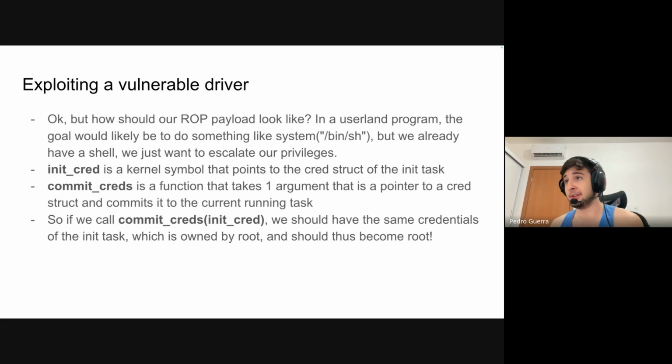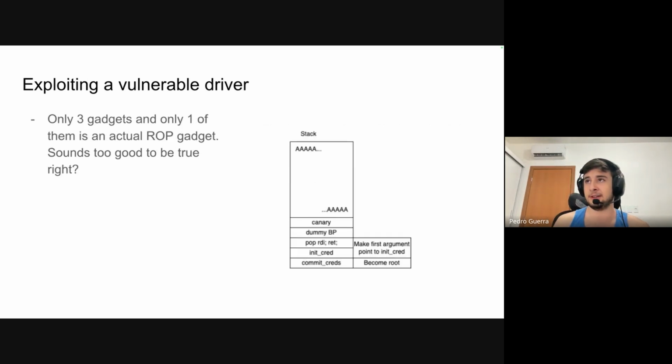And then we have to know about the commit_creds function, which is a function that takes one argument, and that argument is supposed to be a pointer to a cred structure. It takes the cred structure passed as this argument and commits it to the current running process. So it replaces the cred structure of your process with whatever cred structure you pass in as argument. So we can say that the goal of any shellcode or ROP chain in this environment would be to call commit_creds with init_cred as argument, because this will make us become root, right? And so only 3 gadgets, and only one of them is an actual ROP gadget, which is pop rdi; ret. This seems too good to be true, right? It's too easy.